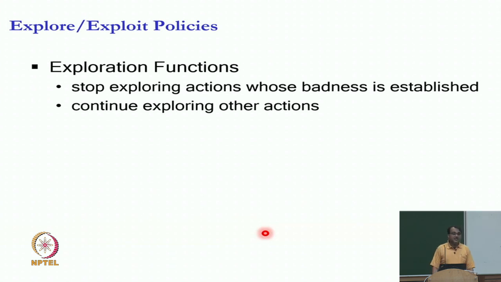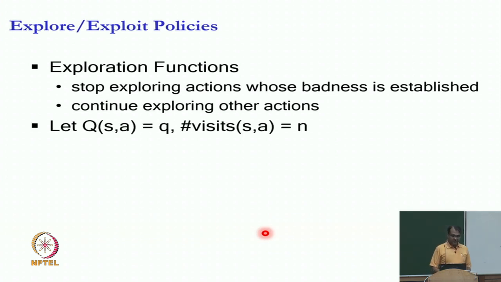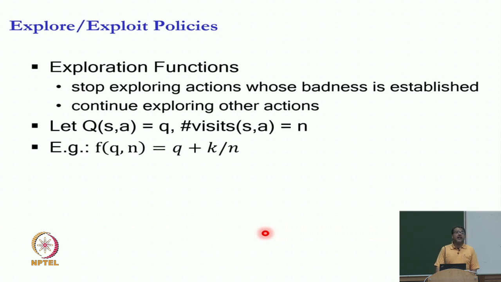So, how do we operationalize this? We operationalize this by what is called an exploration function. In an exploration function, we stop exploring the actions whose badness is established, but we continue exploring the other actions whose badness is not yet established or which have not been explored very much. So, how do we do this? Let us say my Q function is Q, and let us say I have done n trials of A in state S, n times I have executed action A in state S. Then I can define a new function f, which is like the exploration function. Let us say it is Q plus k by n.